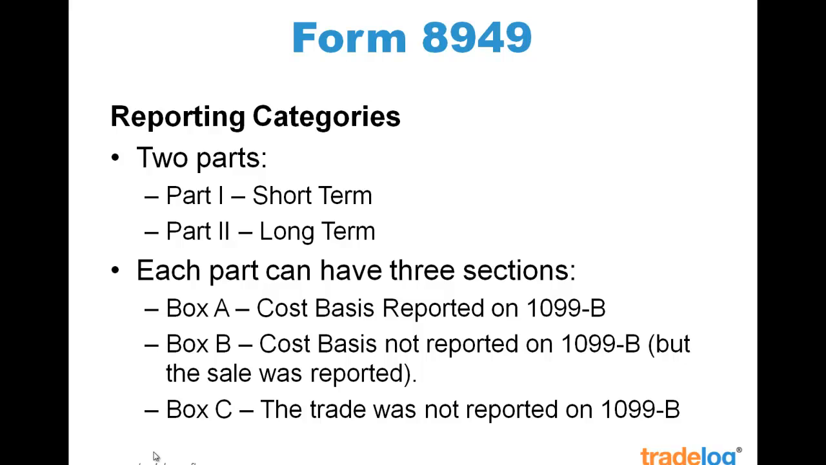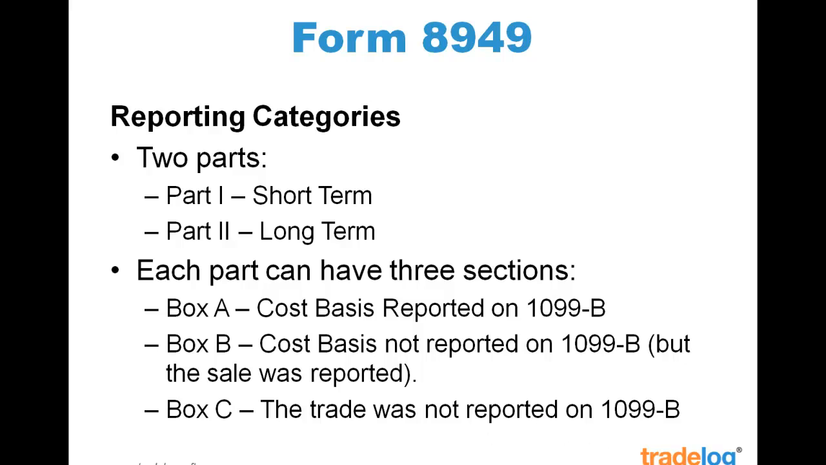A is for reported cost basis on the 1099. B is if the cost basis was not reported, but the sale was reported. And C is for trades that just simply were not on the 1099B. For example, no broker reports options. So options go on box C of Form 8949 because that's not reported on the 1099.